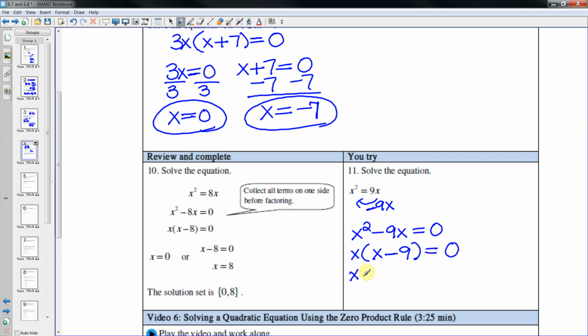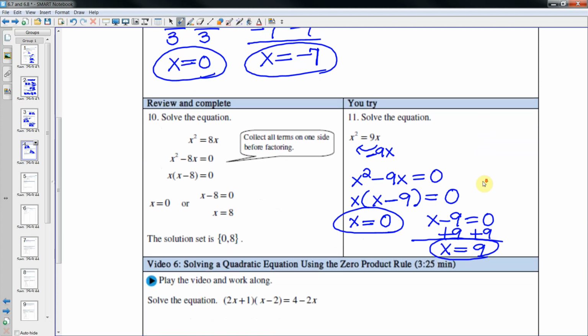So in this one, there's nothing to work on in this first part because I'm just taking x and setting it equal to 0. I don't have to divide by anything because it was a 1x. And then x minus 9 equals 0. So we're going to add 9. So x equals positive 9. 0 and 9, those would be my two solutions.